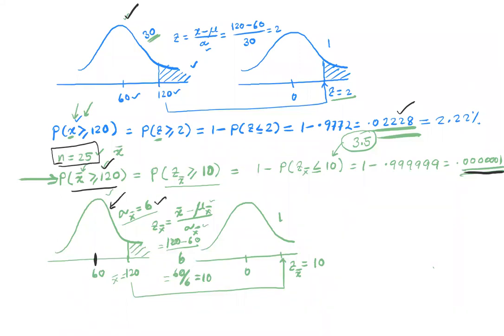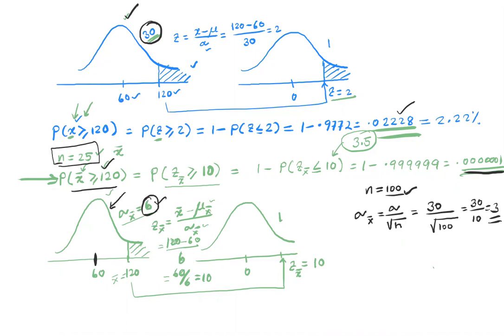So let's say I make my sample size n equal to 100. Now what is the new sigma sub X bar going to be? Sigma sub X bar is going to be sigma over the square root of the sample size, right? Sigma is 30, divided by the square root of 100, which is 10, so 30 over 10 is 3. Do you see? If you increase the sample size to 100 from 25, your standard deviation is going to cut into half.